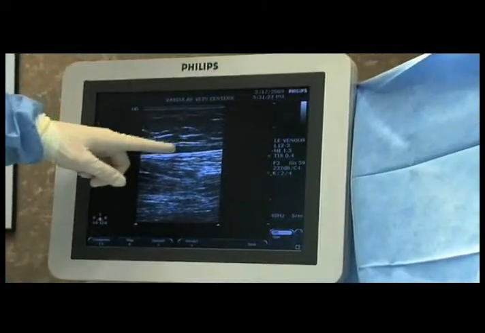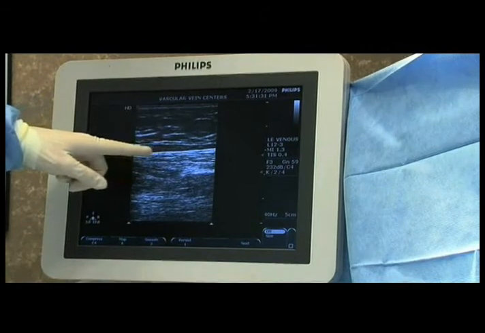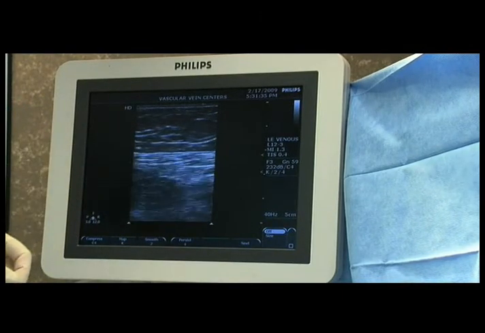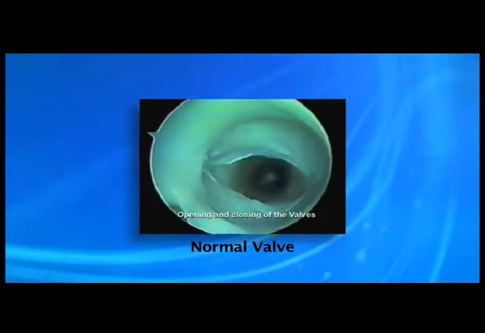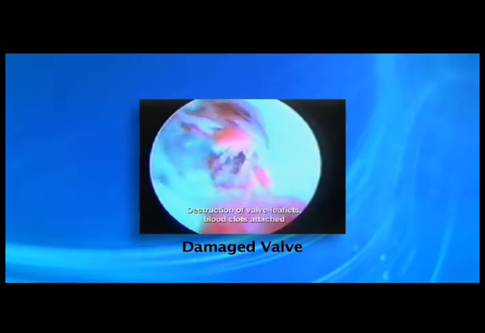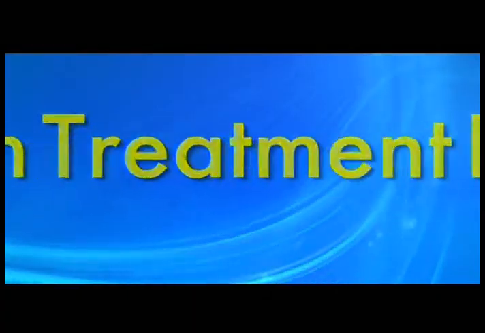A Doppler ultrasound may be recommended for a complete picture of your venous system. This non-invasive procedure looks at your veins and tells us how the one-way valves are working. We find which veins are not functioning and carefully document their location. Your treatment plan will be tailored to treat your symptoms and physical findings.